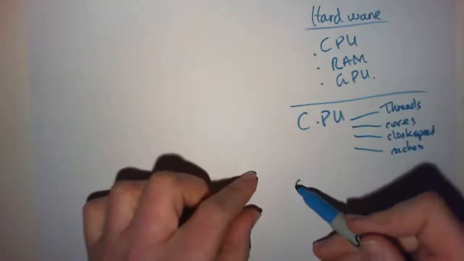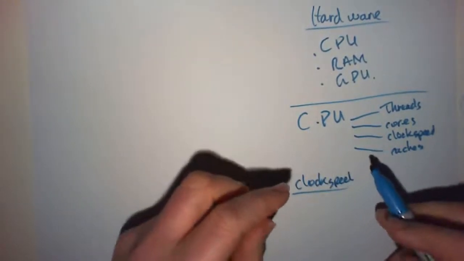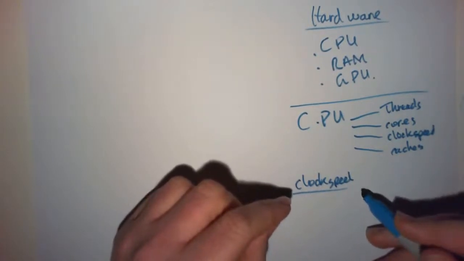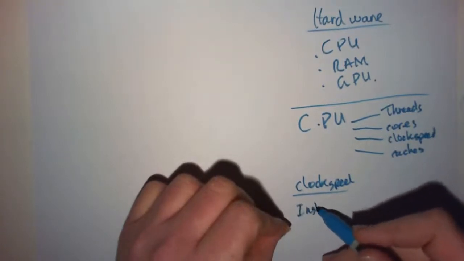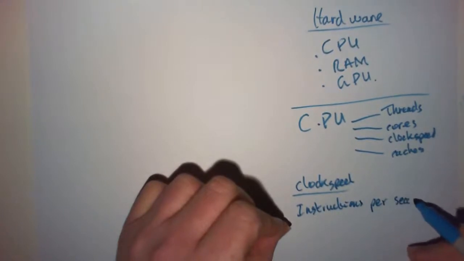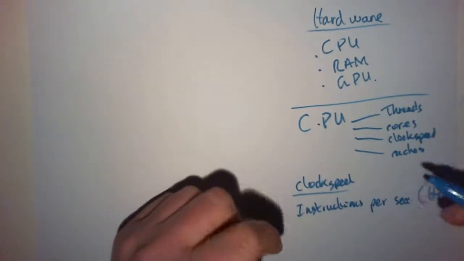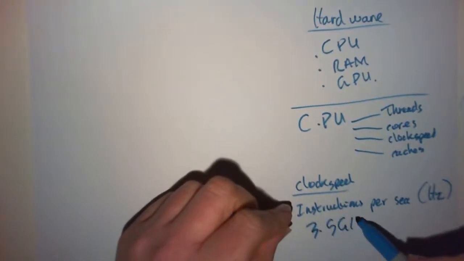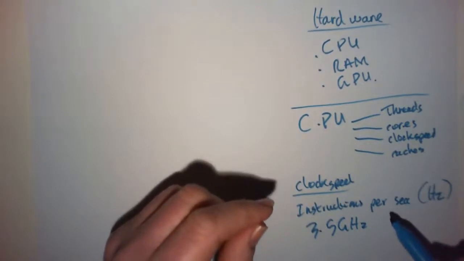Okay, the clock speed. We'll start with the clock speed because it's probably one that a lot of people hear of, but they really don't understand what it actually means. So this is the number of instructions a single processor can carry out per second. Okay, so instructions per second, and it's measured in hertz. For most desktop computers, it'll be somewhere around 3.5 gigahertz. That's 3.5 billion instructions per second.